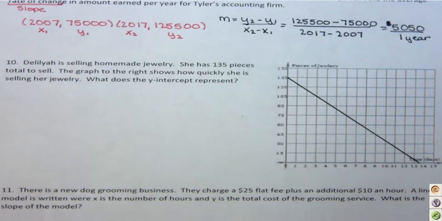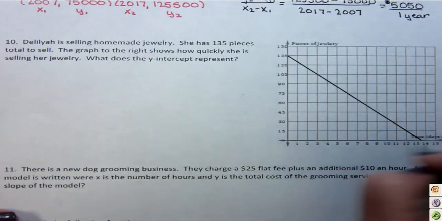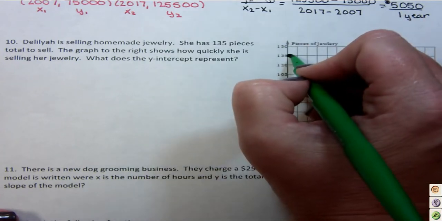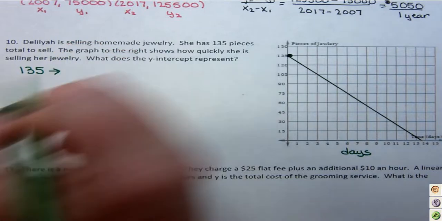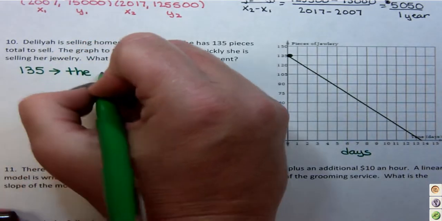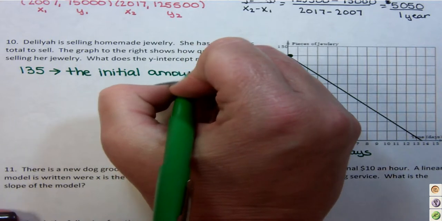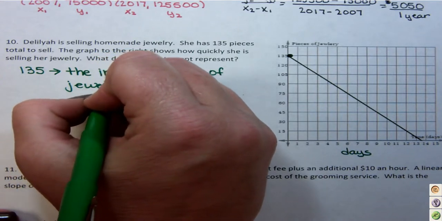Okay, here we go. Delilah is selling homemade jewelry. She has 135 pieces total to sell. The graph to the right shows how quickly she is selling her jewelry. What does the y-intercept represent? Okay, so this tells us this is the days and this is the pieces of jewelry. So my y-intercept is when x is 0. So my y-intercept is 135. So that's the initial amount of jewelry she started with. I can't spell jewelry correctly.